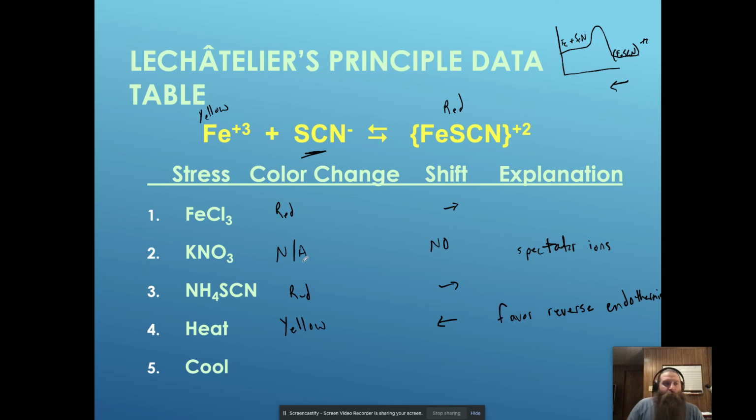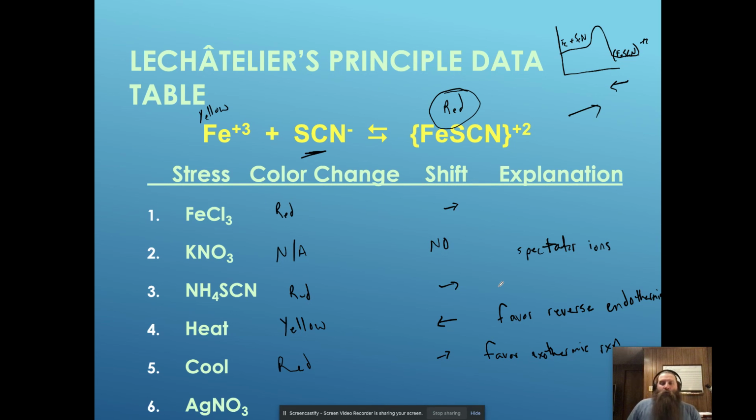Well, if we cooled it down, we would expect it to be the opposite. We would say, okay, it's going to end up being red. Because when we cool something down, we're actually going to favor the exothermic reaction. And so in this case, because I know what the graph looks like, I would expect it to go to the right, and over here on the right is the red color.